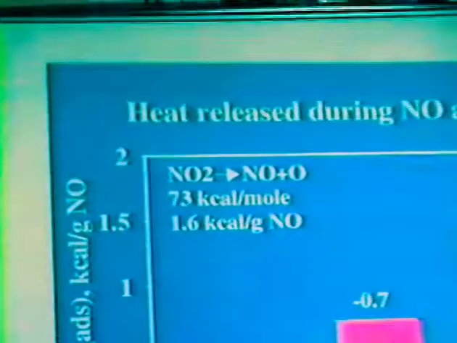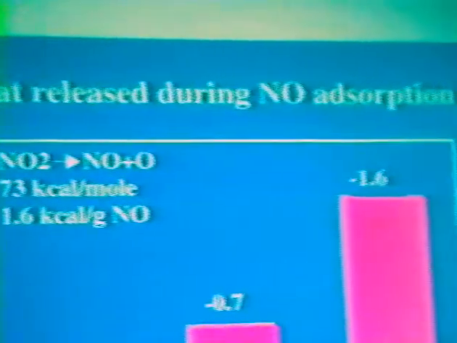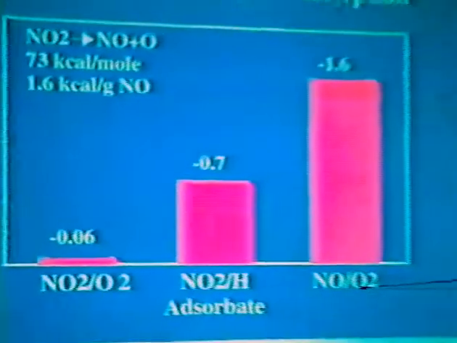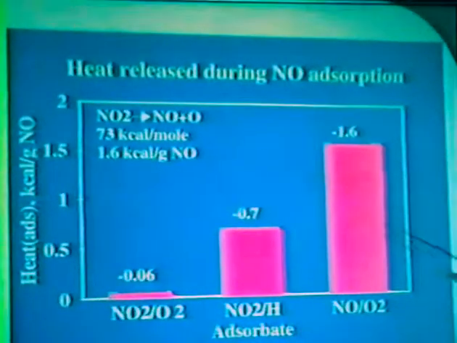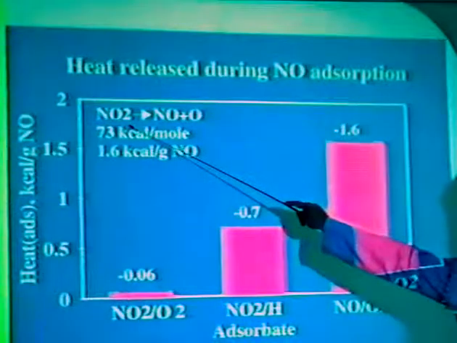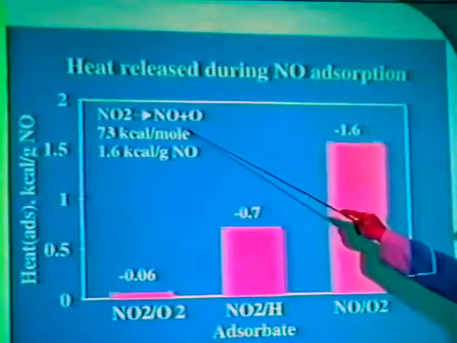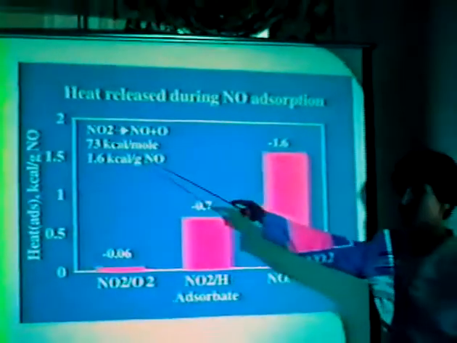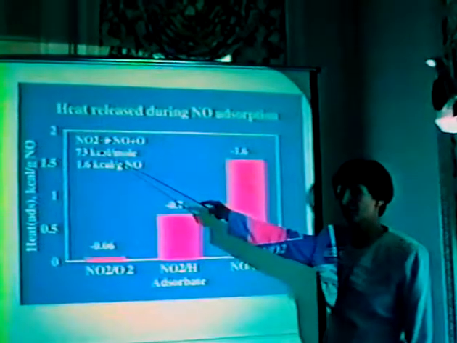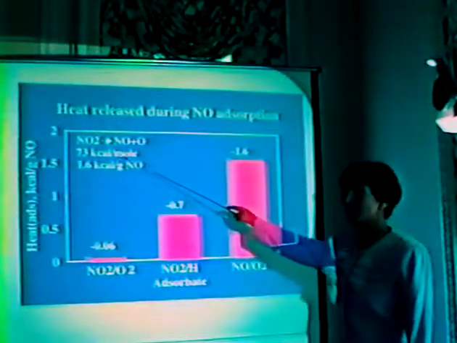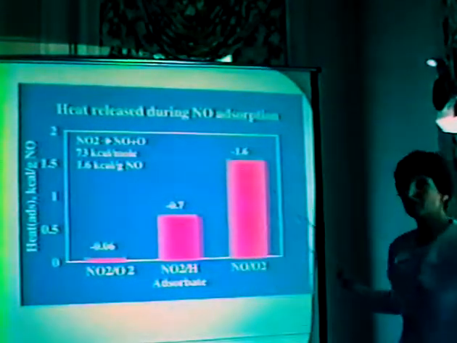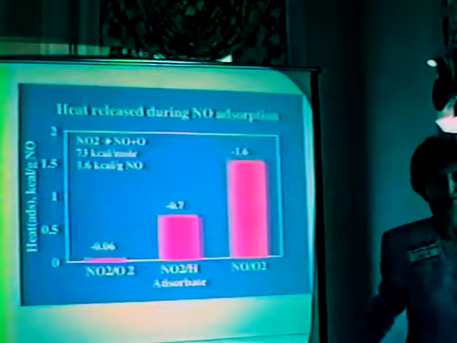And as you can see here, the heat of adsorption, when calculated for the NO and oxygen case, implies that we have the reverse of this reaction occurring, that nitrogen oxide plus oxygen is being converted to NO2. In order for this to be determined by our system, this must be occurring at the surface of the carbon.